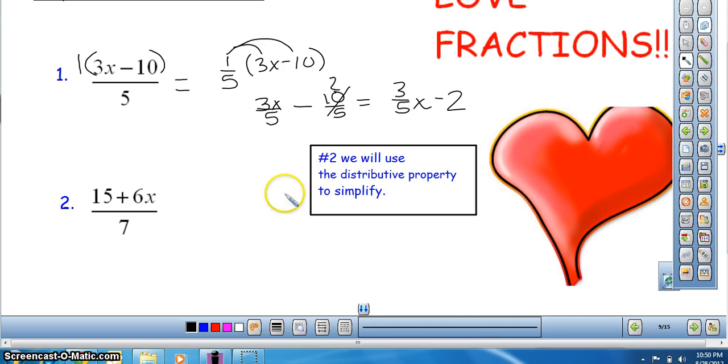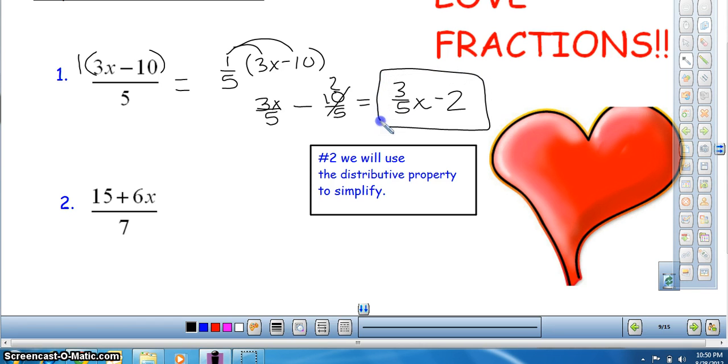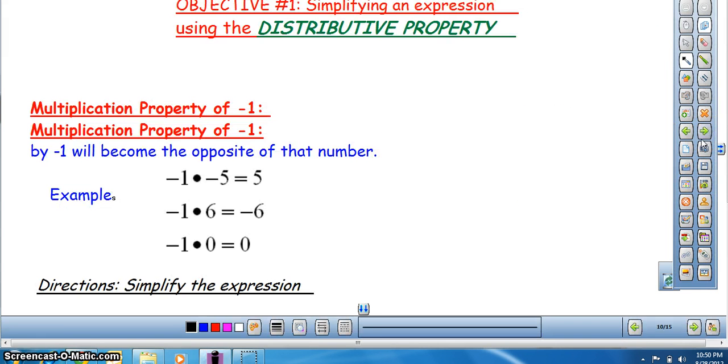So 15 plus 6x divided by 7. We want to try and get rid of having it over just the one denominator. So first multiply by your fraction, and then if we can simplify. This one probably can't be too simplified as you look at it.